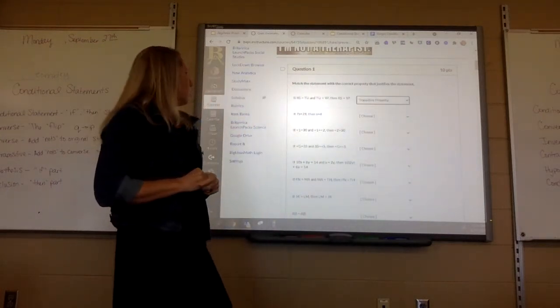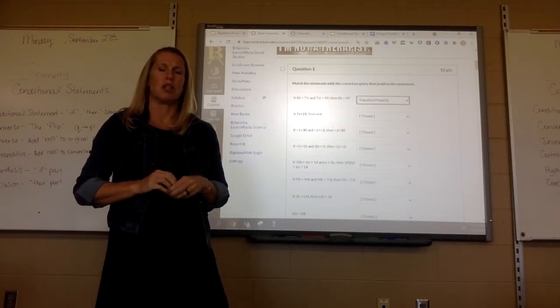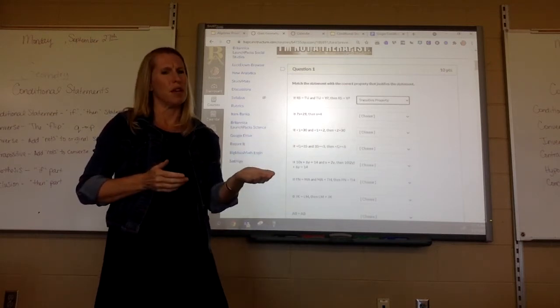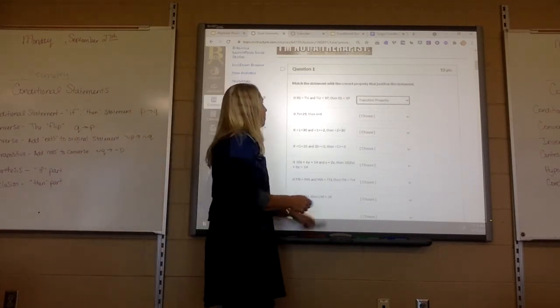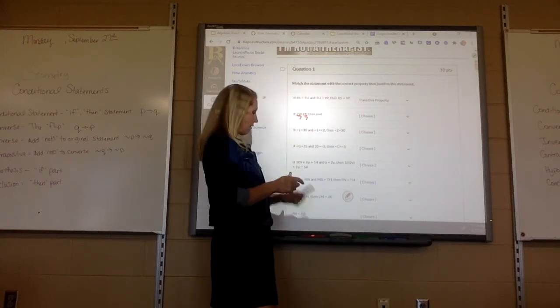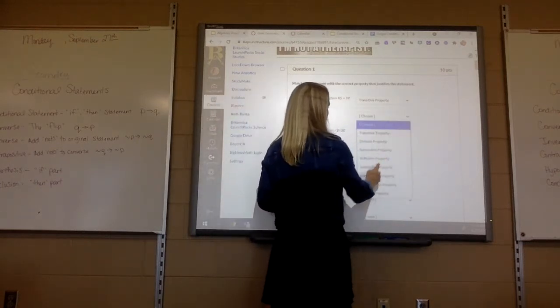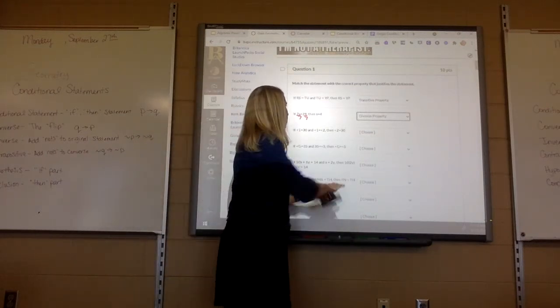What about this next one? If 7x equals 28, then x equals 4. So you always have to ask yourself, how did I get from the if to the then? What did I do to both sides? Well, I divided by 7. So 7 goes into 28 4 times. So that would be division property because I'm dividing both sides.